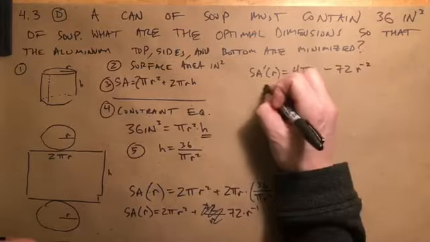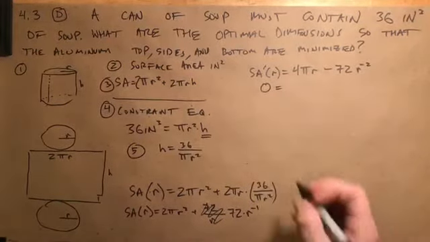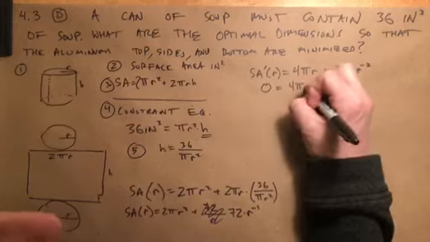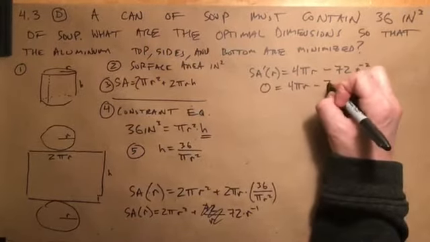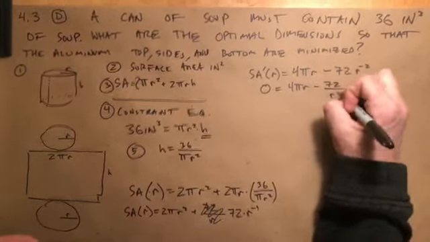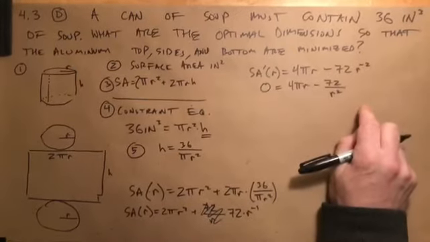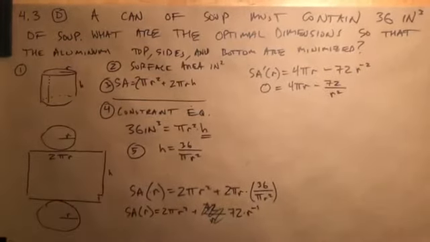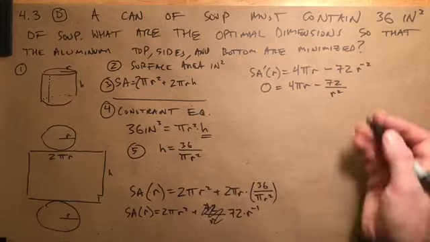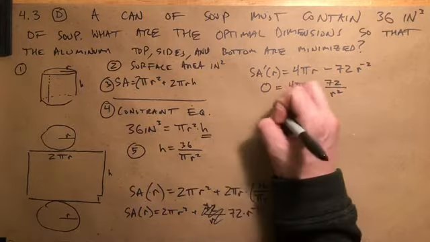We set our derivative equal to 0 and we begin to solve. 4 pi r minus, and I'm going to write it as 72 over r squared. And that should give us some inspiration that what I'm going to do is multiply by r squared all the way through to get rid of this terrible fraction.